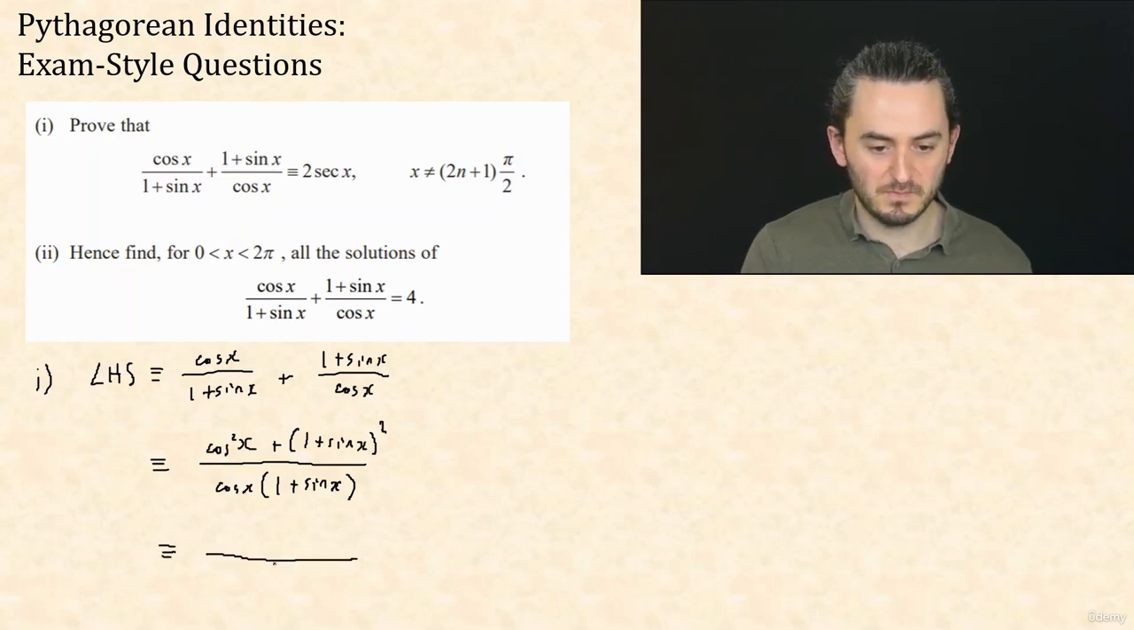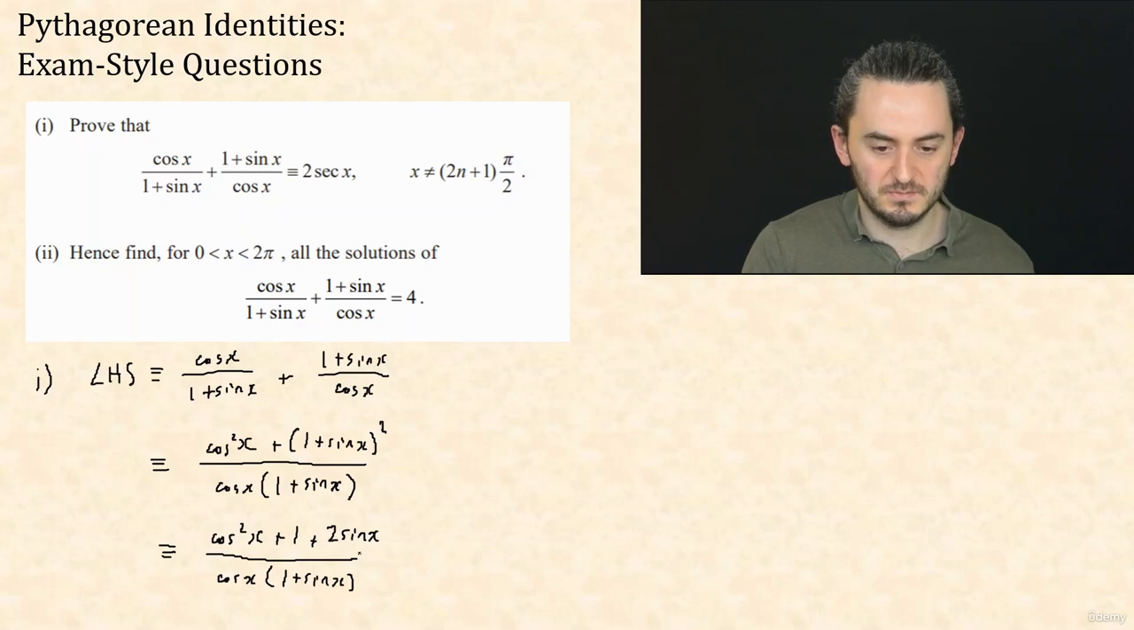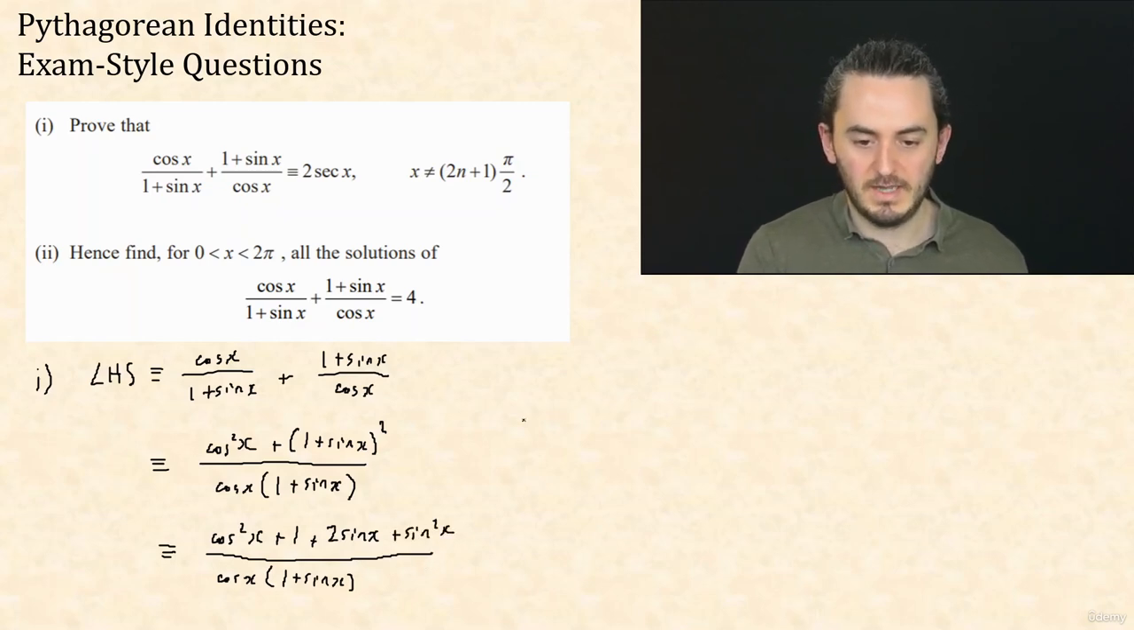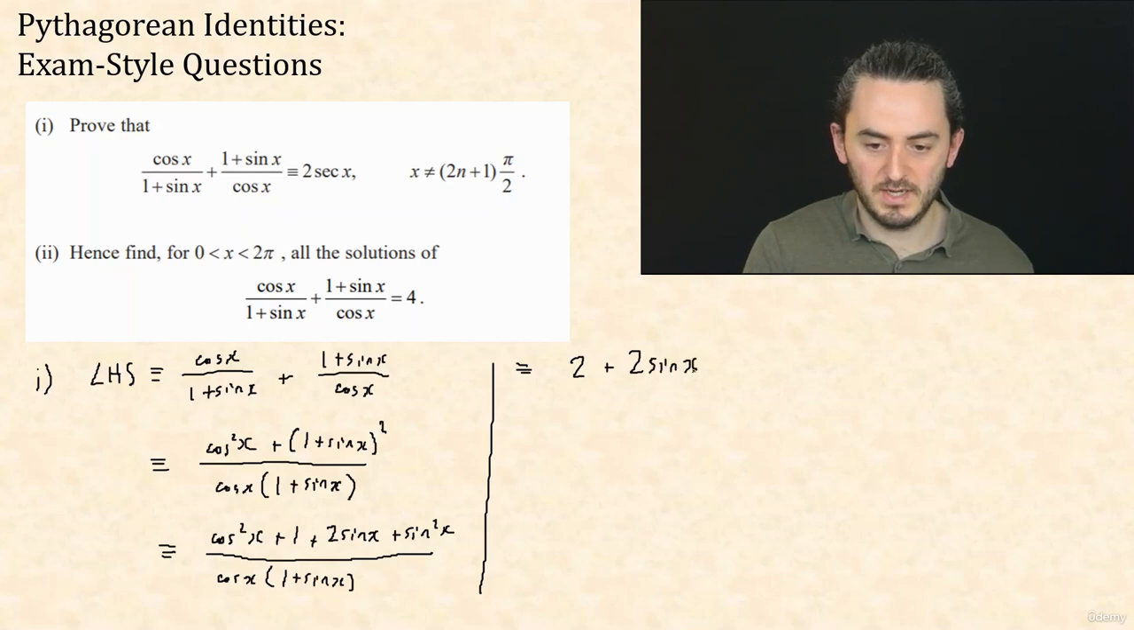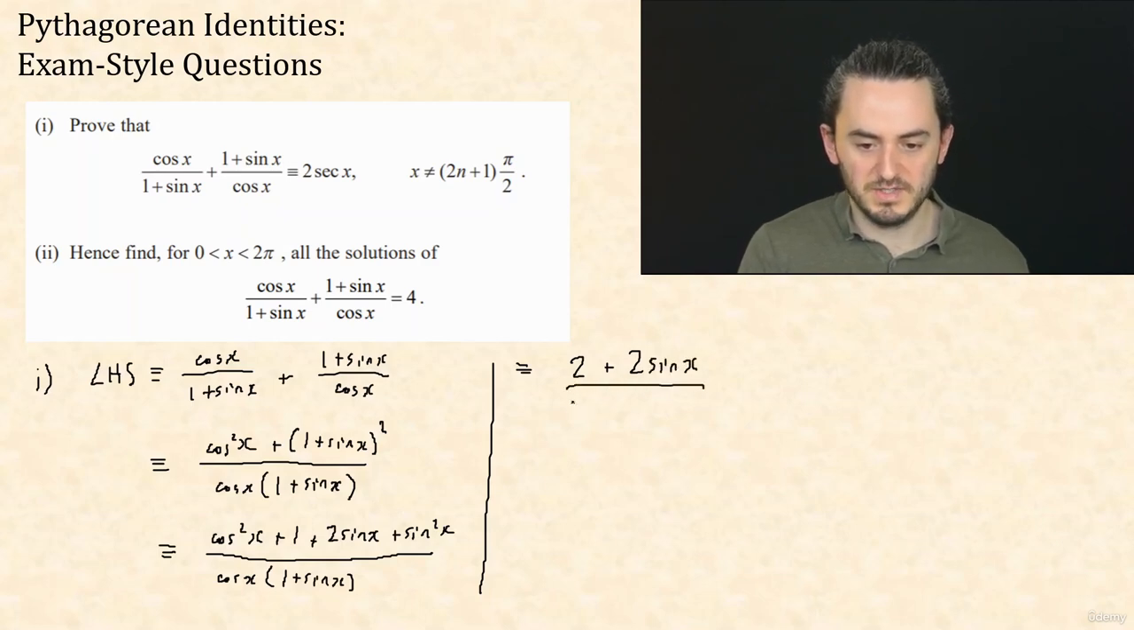Expanding that numerator, I get cos x times 1 plus sin x on the denominator, and then I've got cos squared x plus 1 plus 2 sin x plus sin squared x, and I'll continue that over here. So neatened up, I've got cos squared x plus sin squared x is 1, plus that 1 is just 2. And so I've got 2 plus 2 sin x over cos x times 1 plus sin x.